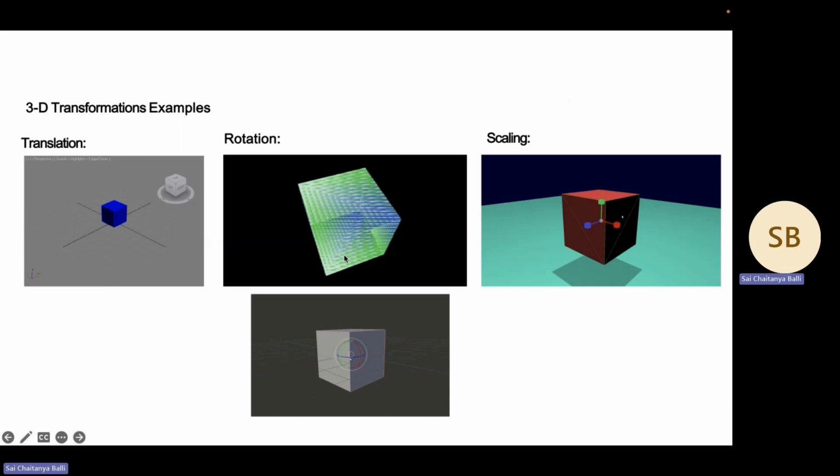These are software examples of translation. When we do translation in the software, the rotation in the software of a 3D cube, and when we scale the cube, this is how it comes.